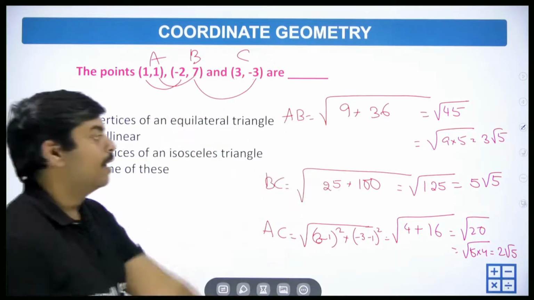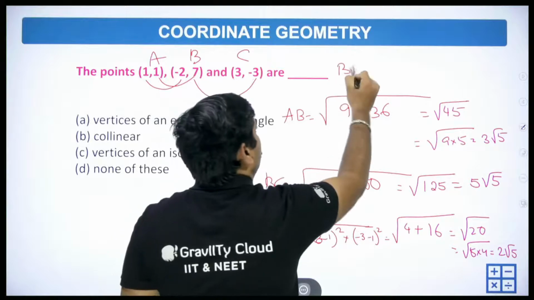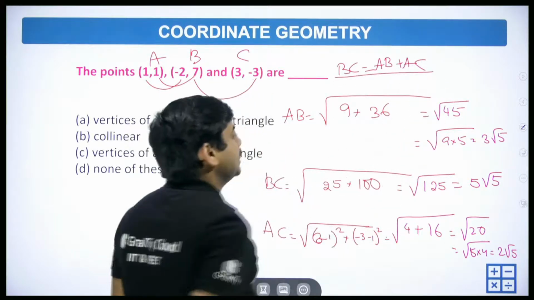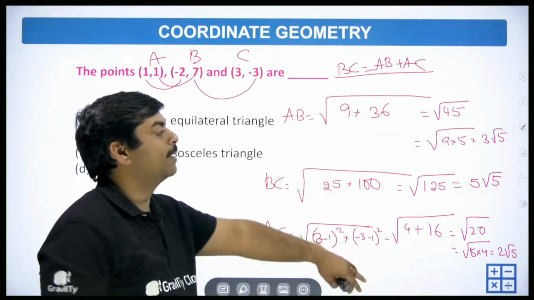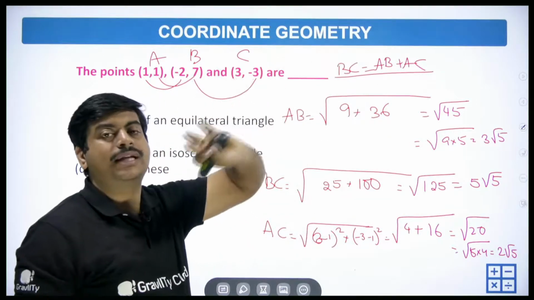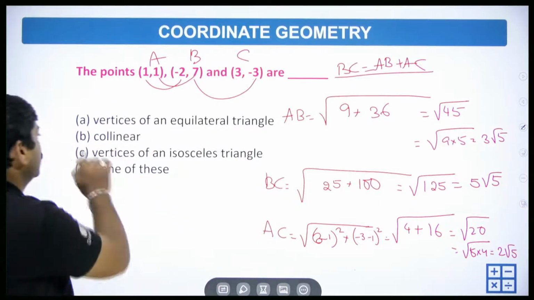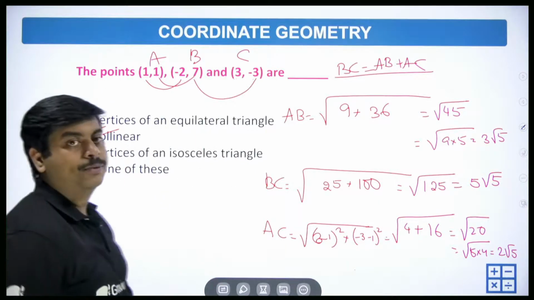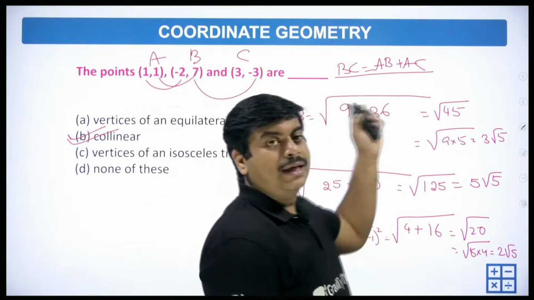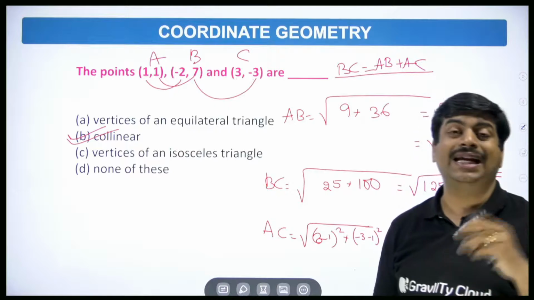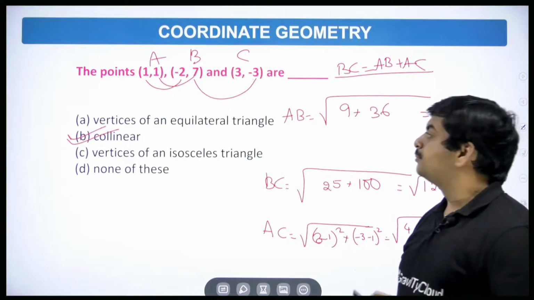If you carefully observe, BC will be equal to AB plus AC. 5 root 5 is equal to 2 root 5 plus 3 root 5. So it is enough to say that these points are collinear. So that will give you the option B. That means if the sum of any two sides is equal to the third side, we can say that they are collinear. If it is greater, then we can say it is a triangle.